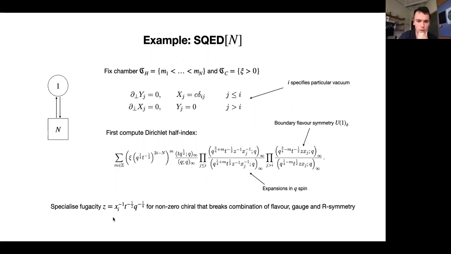The main point I want to highlight on this slide is that when you compute an exceptional Dirichlet boundary condition, so deformed to this particular constant value for some of the scalars, then the recipe tells us to specialize the fugacities corresponding to the chiral that breaks this particular combination of flavor, gauge and R symmetries. If you're familiar with how you typically compute enumerative invariants of quiver varieties, then this specialization is nothing but evaluating the Chern root of a particular bundle at a fixed point. And as we'll see later, this half index procedure can be given a transparent geometric interpretation as computing a particular normalization of a K-theoretic vertex function. And this is precisely a Chern root evaluation. Okay.